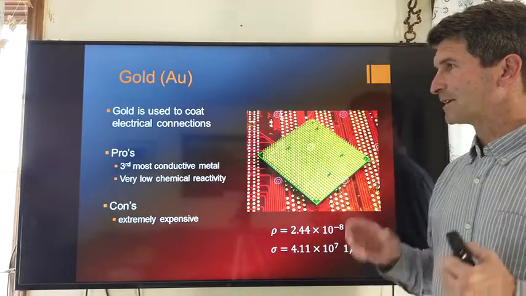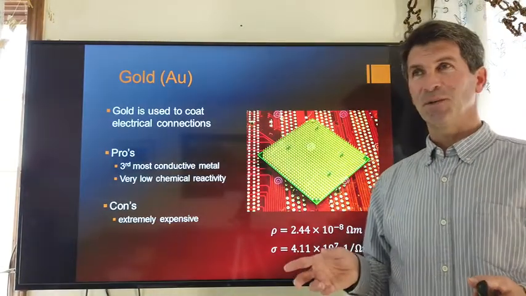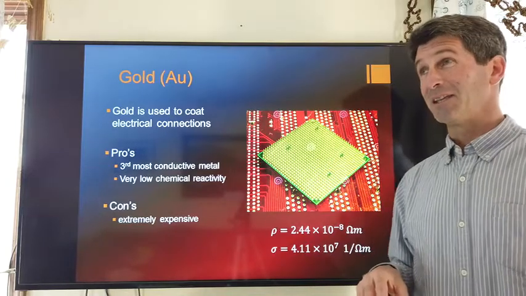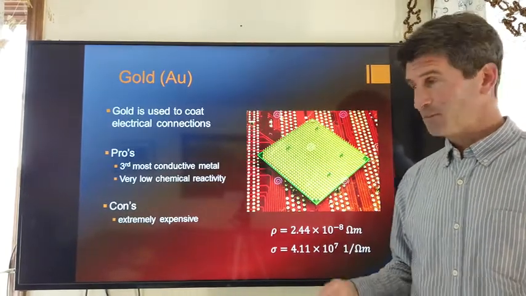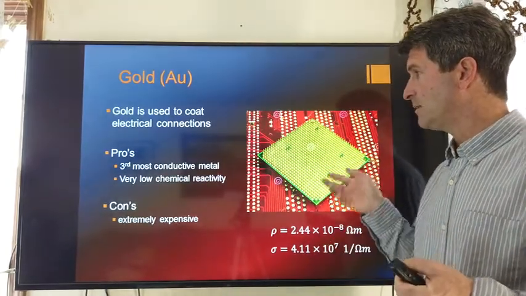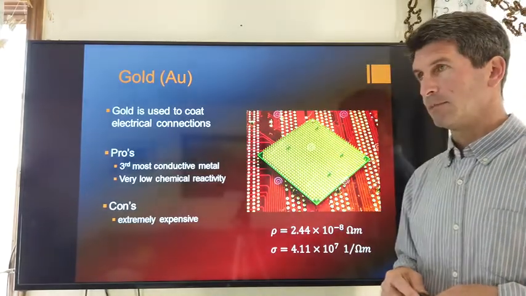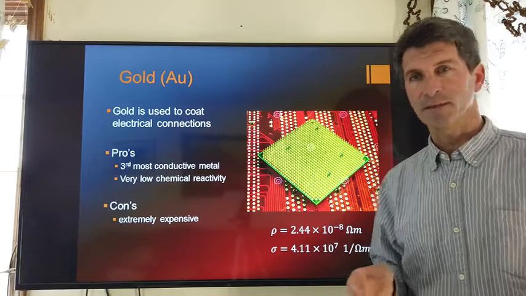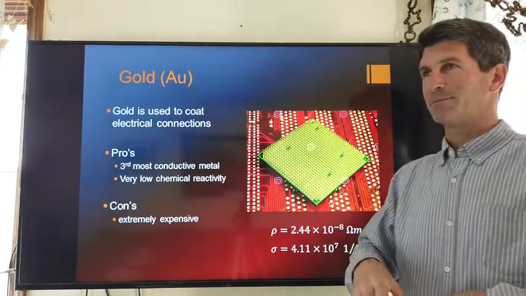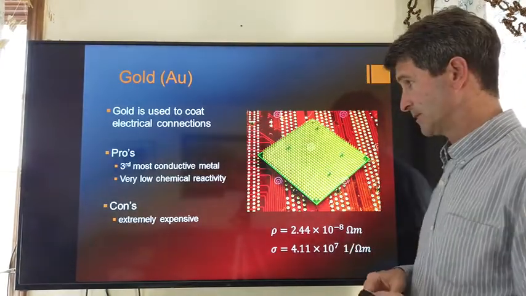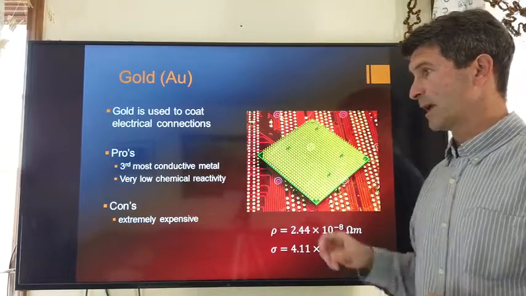Gold. Gold is one of those materials that is really, really expensive, but we can use it extremely sparingly because we can gold plate things. We can put just atoms thick on a material and coat it and protect it.